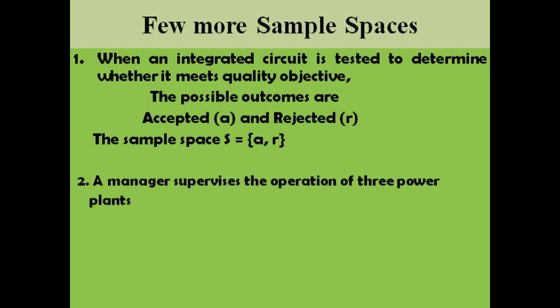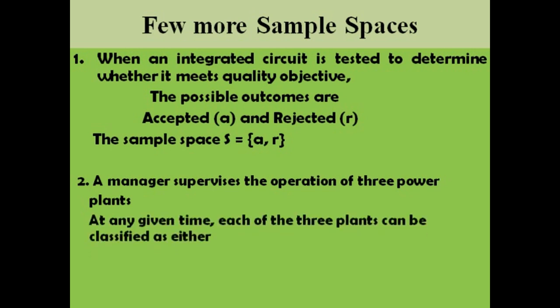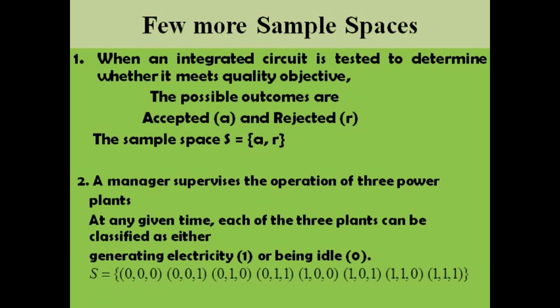Suppose a manager supervises the operation of 3 power plants. At any given time, let each of the 3 plants be classified as either generating electricity or being idle, represented by 1 and 0 respectively. Then the sample space S in this case is the set containing these 8 elements.